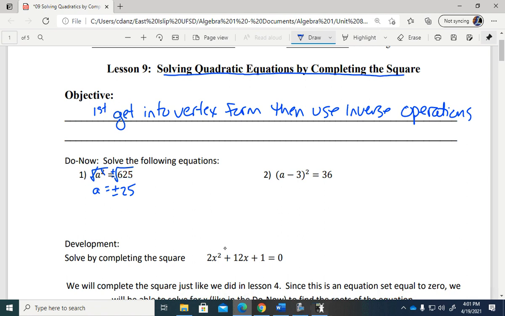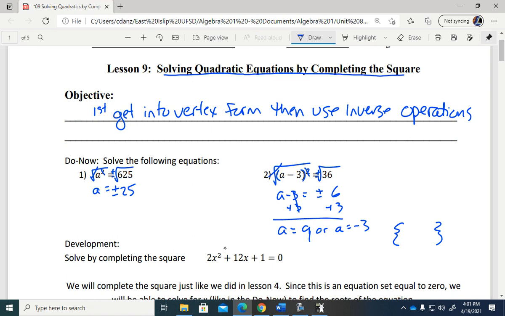Done. Number 2, the parentheses are being squared. So I will square root each side to undo the squaring. All numbers have two square roots, so don't forget your plus or minus. So a minus 3 equals plus or minus 6. We add 3 to both sides, and this is going to give us two answers. It might be 6 plus 3, which is 9, or a might be negative 6 plus 3, which is negative 3. We could write it in set notation, so the answers are 9 or negative 3.